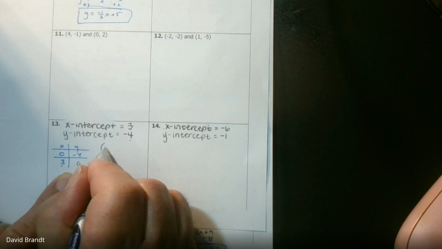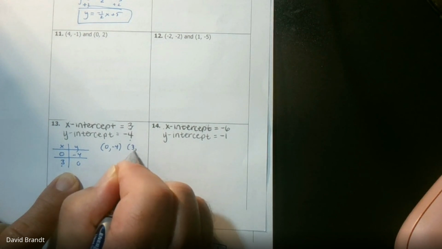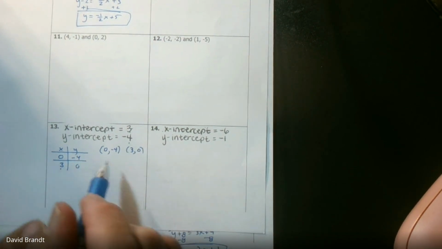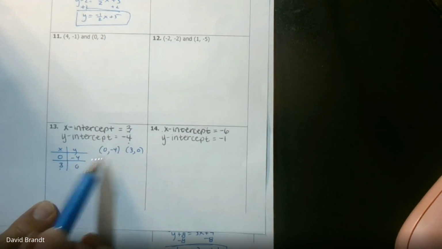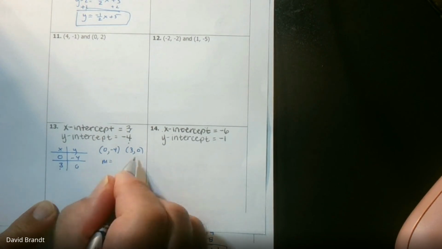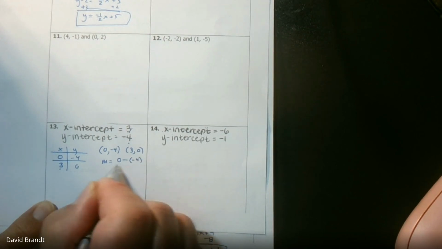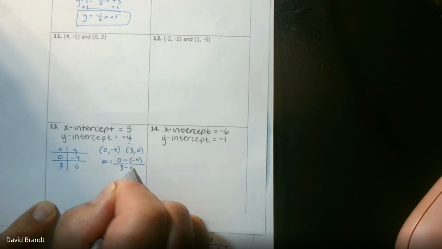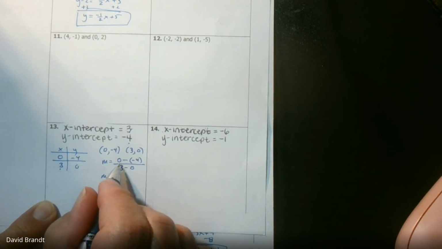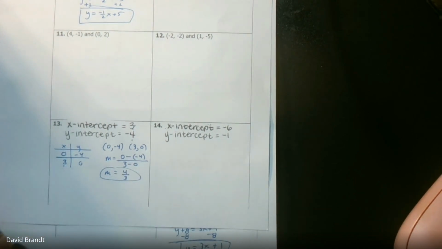So we have 2 points. We have 0, -4, and we have 3, 0. So I need to find the slope. I had to turn those two into points so that I can find the slope. So m equals the second y minus the first y, got to wrap it, all over the second x minus the first x. That's a +4 on the top and a 3 on the bottom. So my slope is 4/3.